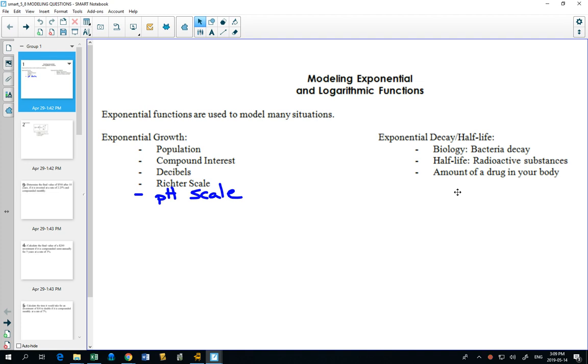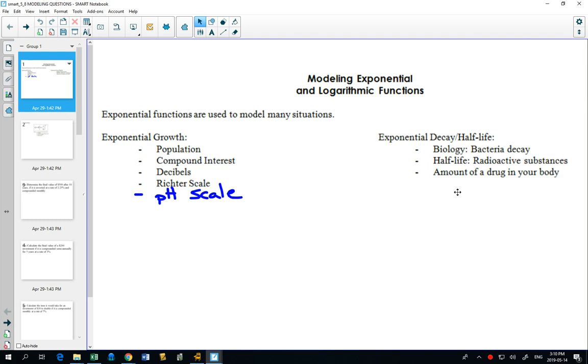So some examples of where logarithms and exponential functions are used. We've got things that have exponential growth, like population. Populations usually grow exponentially. They double every so often. Compound interest. We've already talked a little bit about compound interest earlier, but we just solved things with our calculator. Now that we have logarithms, we can solve it in an algebraic way and not a graphical way.